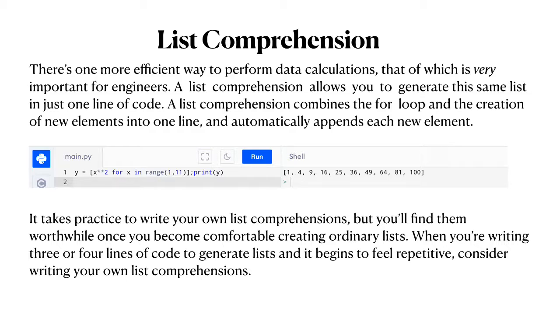So it takes practice to write your own list comprehensions, but you'll find them worthwhile once you become comfortable creating ordinary lists. When you're writing 3 or 4 lines of code to generate lists and it begins to feel repetitive, consider writing your own list comprehensions. So it's very useful if we notice that our operations keep repeating, and it can be done in just one line of code.